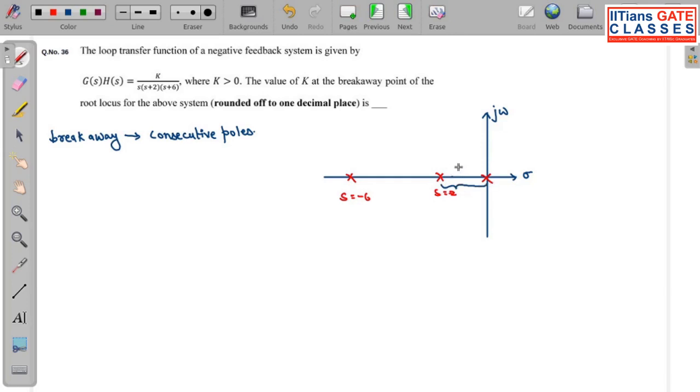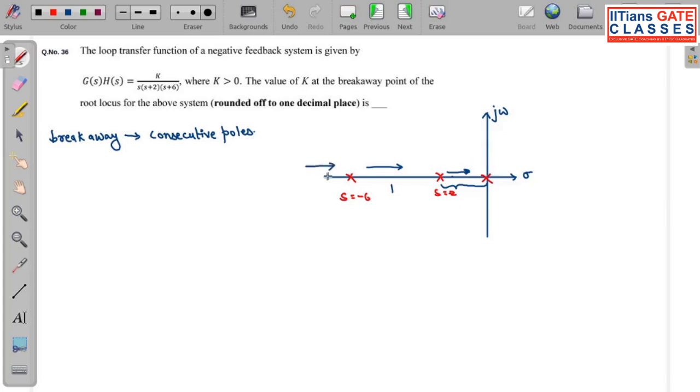Why? Because the number of poles to the right hand side is an odd number. Here we have only one pole in this direction. Now this region, is it there in our root locus? No. Why? Because if we look in this direction, we have two poles here, so that will be an even number. So it will not be there.